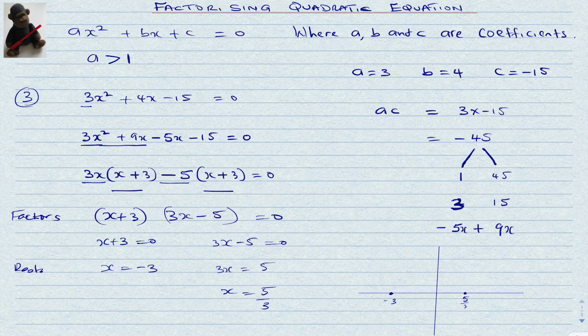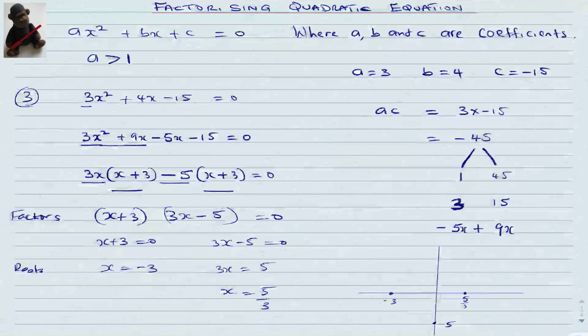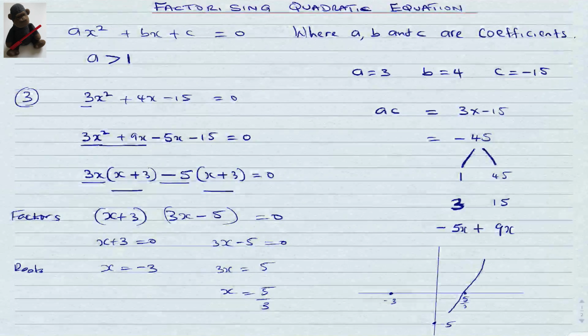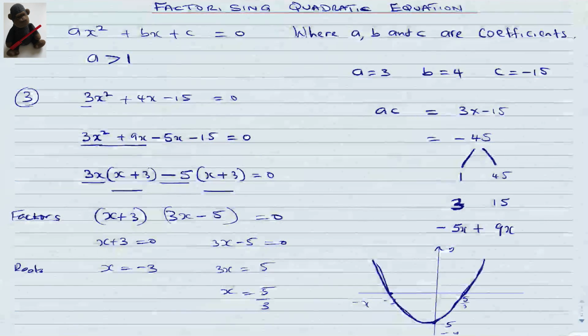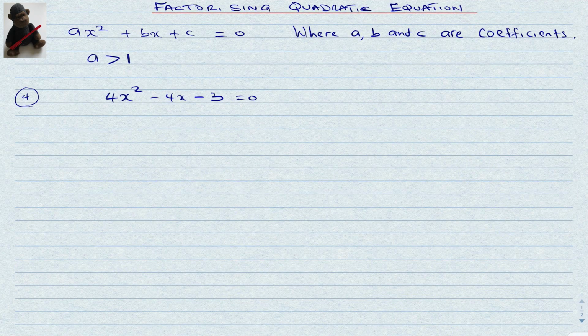So where it crosses the x-axis is minus 15, and where it crosses the y-axis. And so therefore when we sketch, here we go that way. I just missed that point. Okay, so that's the sketch of the graph, and that's y against x.